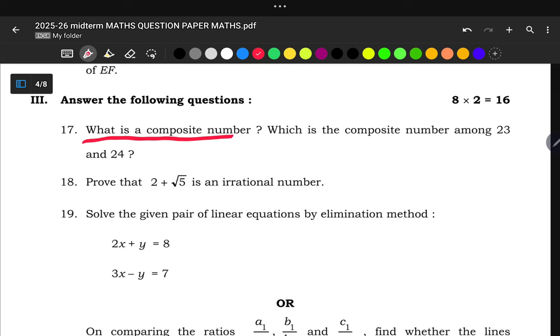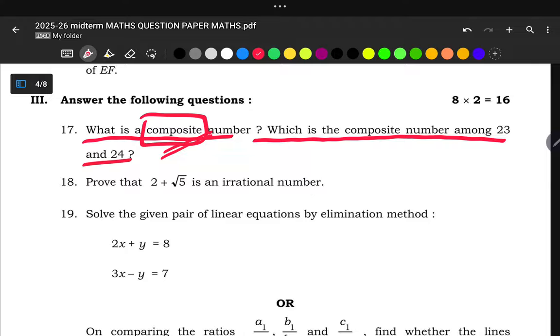What is a composite number? Which is the composite number among 23 and 24? So, you should know the definition of composite number and prime number. What is meant by prime number? Numbers which have only two factors, or the number is divisible by 1 and itself, those numbers are called prime numbers. Now the composite number: the numbers which have more than two factors, or the numbers which have 3 and more than 3 factors, are called composite numbers. Like that we have to say the definition of the composite number.